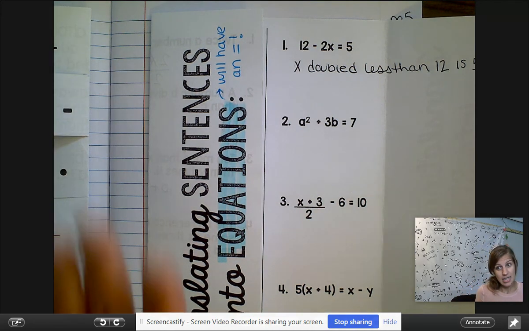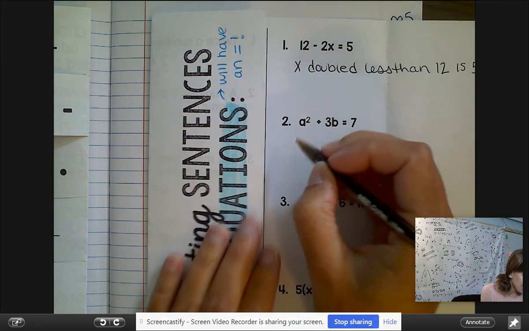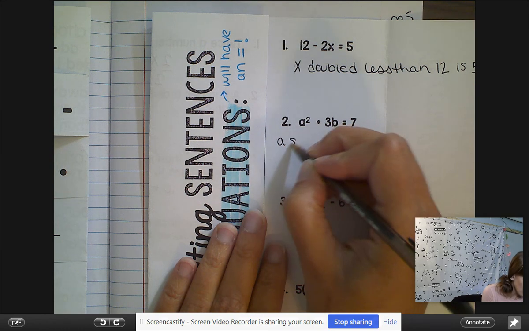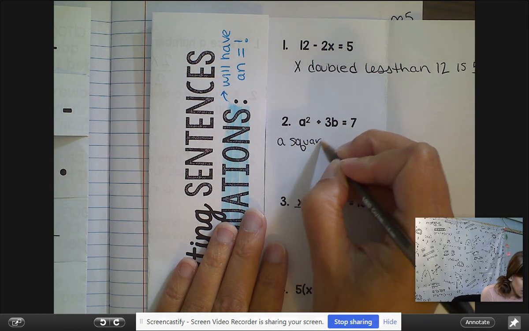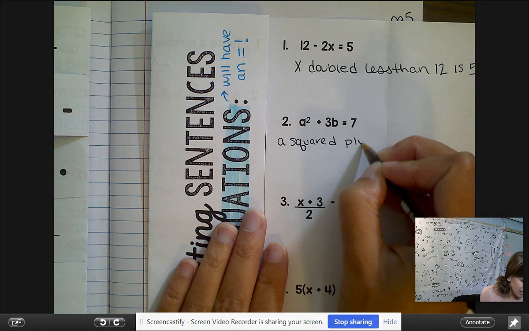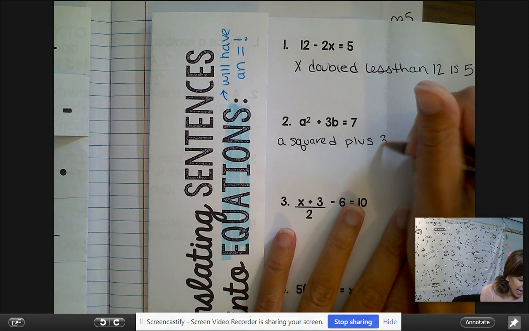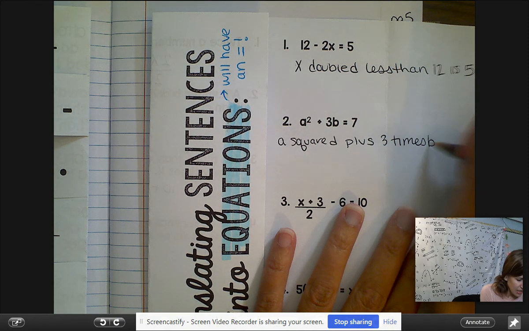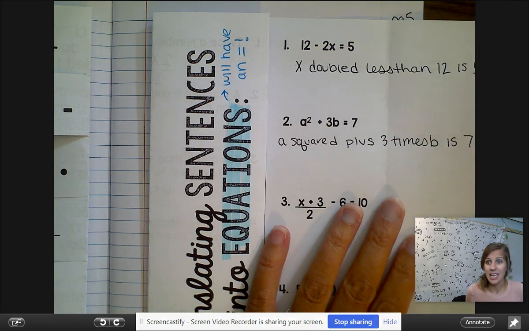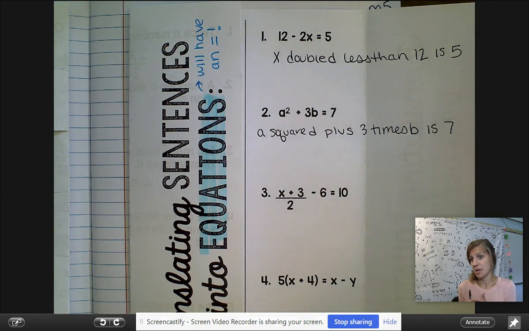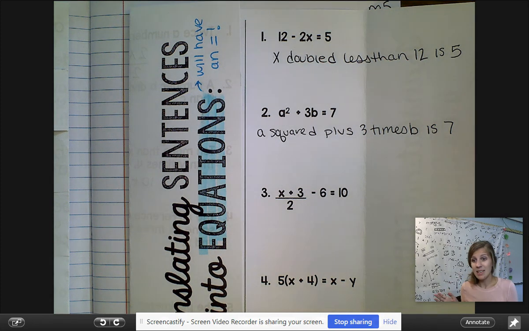So I got real fancy up in here. Now, to be a little less fancy on the next one, I have a squared plus 3 times b is 7. Like, I feel like that's as straight up as you can be. We weren't doing any fancy stuff. I literally just took what I had in math and put it in English, and that's totally fine to do. You don't have to be fancy if you don't want to.